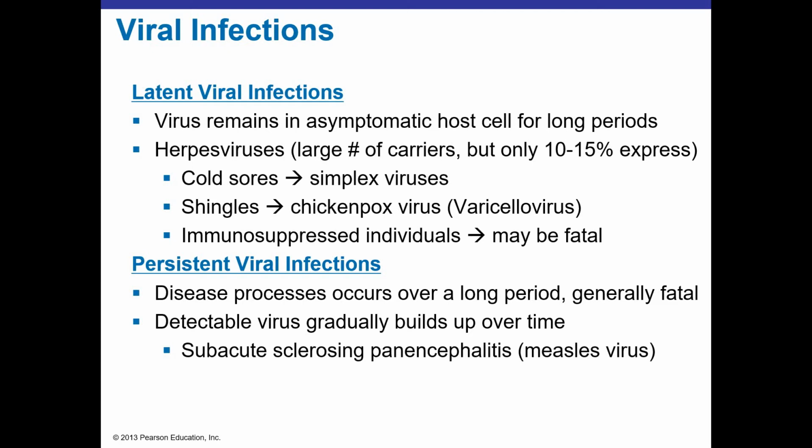Latent viral infections, again, the virus is able to remain not expressed. So it is basically latent or hiding out, so people remain asymptomatic for long periods of time. Classic example is the herpes viruses. There's a large number of people that are carriers, but only about 10 to 15% of people actually express. You can have herpes type 1, which is the herpes simplex virus that is associated with cold sores or what people refer to as fever blisters.